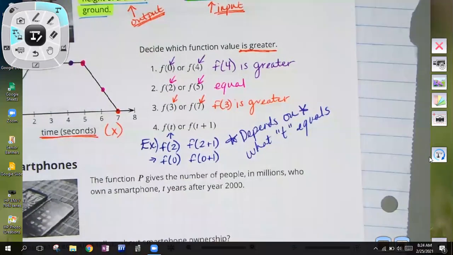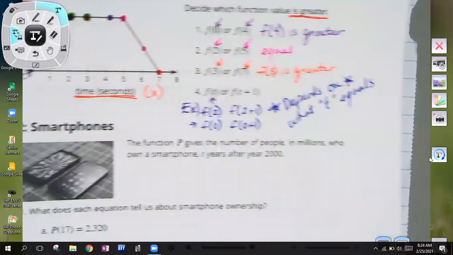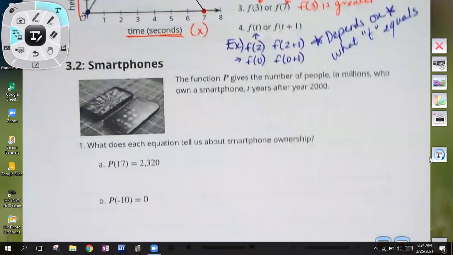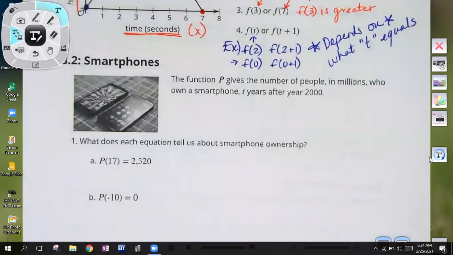Okay, so that is taking things in function notation and just comparing them back to their graphs. So we're going to practice a little bit more. This is, again, just the beginning of actually using function notation. We've only just talked about what function notation is. We're still going to explore how to interpret all this stuff, so don't stress yet. This next one is smartphones.